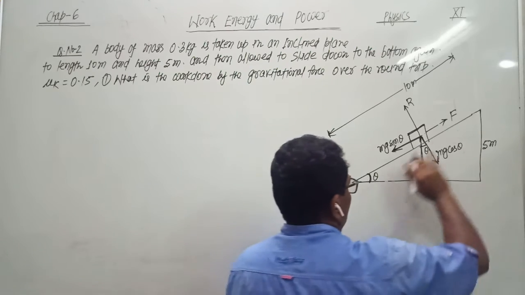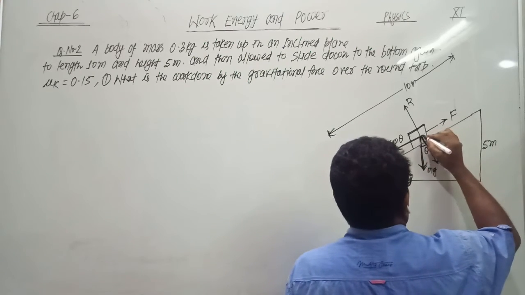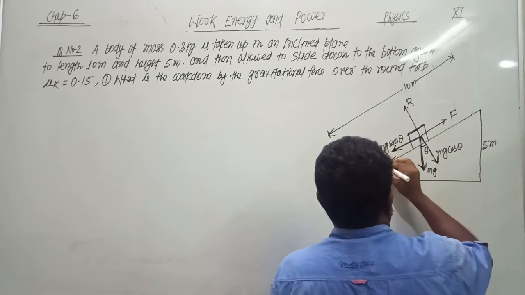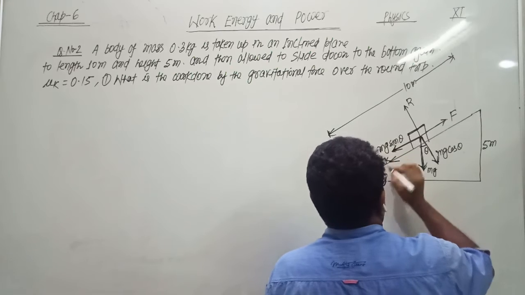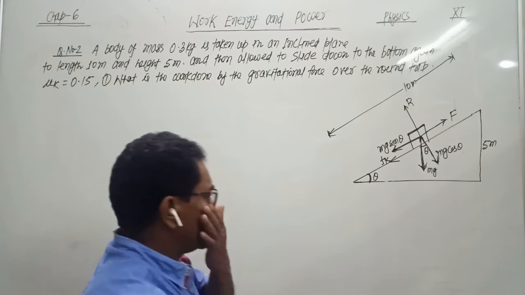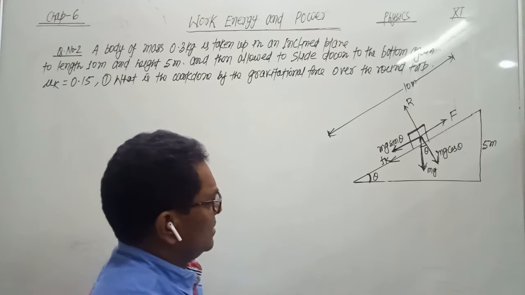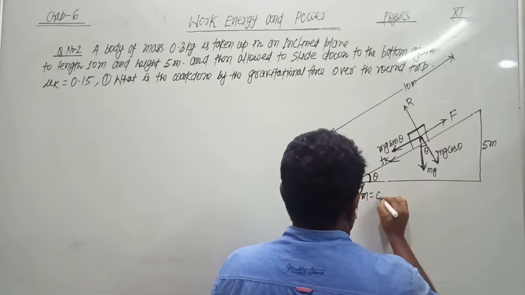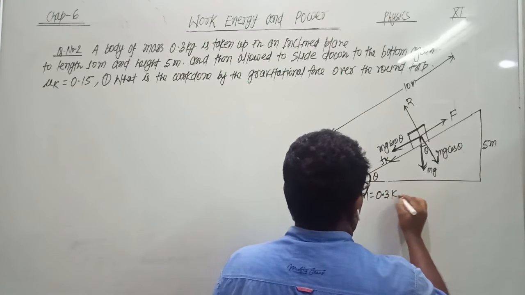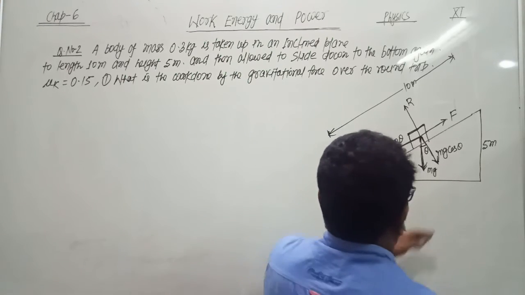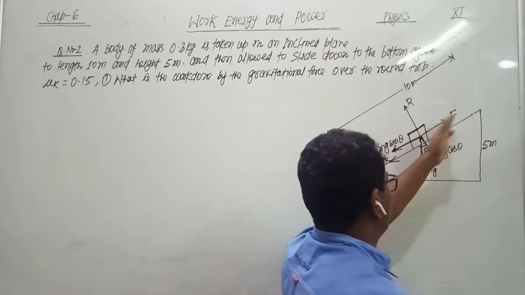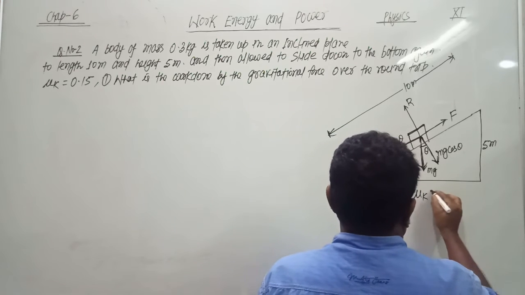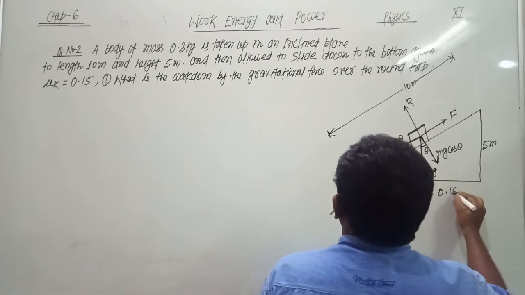And when the body is going up, the force of kinetic friction acts in the downward direction. So we have been given the mass of the body, 0.3 kg. The height is 5 meter, the length is 10 meter, and the coefficient of friction mu k is 0.15.